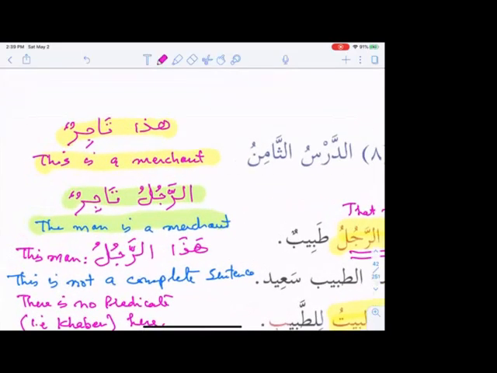See here we have Hadha Tajirun. Now this we learned in lesson number 1 or 2. This is a merchant. Okay? And then I have here Ar-Rajulu Tajirun. The man is a merchant. Hadha Rajulun, this is a man. Hadha Tajirun, this is a merchant, not man. And then Ar-Rajulu Tajirun. The man is a merchant.